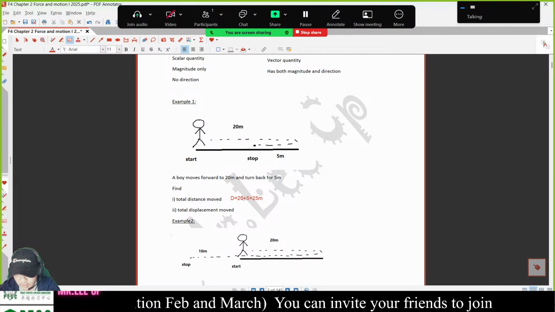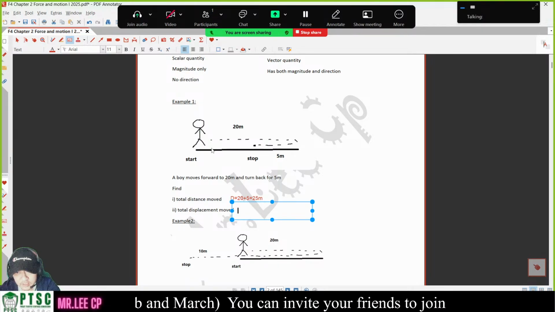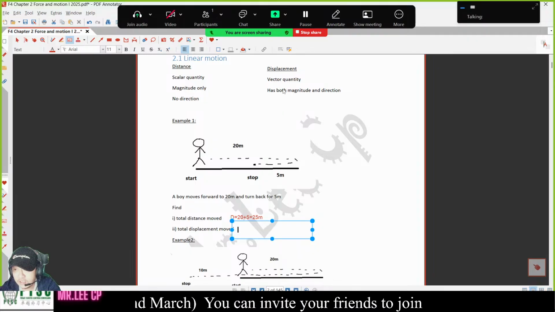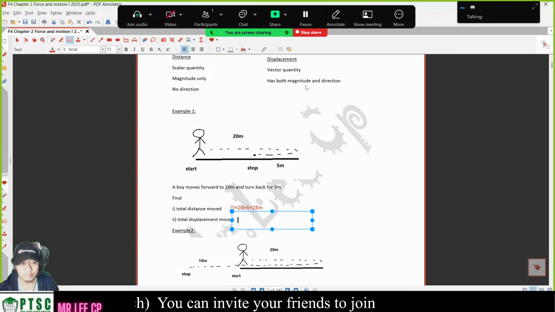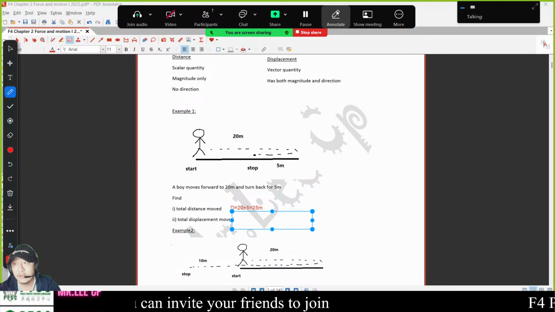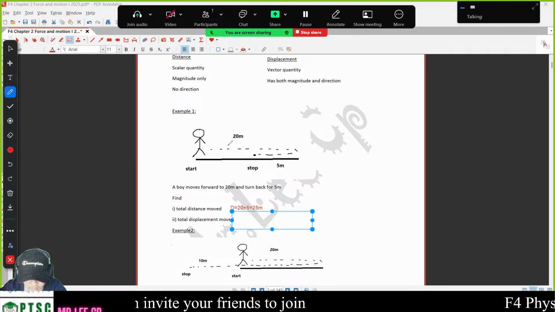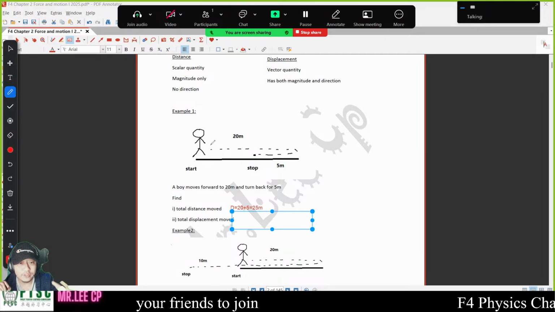Now, what is displacement? Displacement has direction. Displacement has both magnitude and direction. Direction means it has positive and negative. It can be left hand side, can be right hand side. So for displacement, we are going to see how we are going to do it.